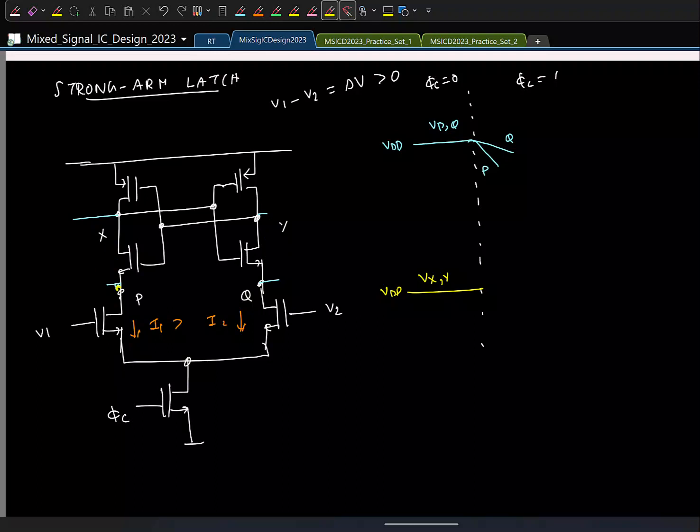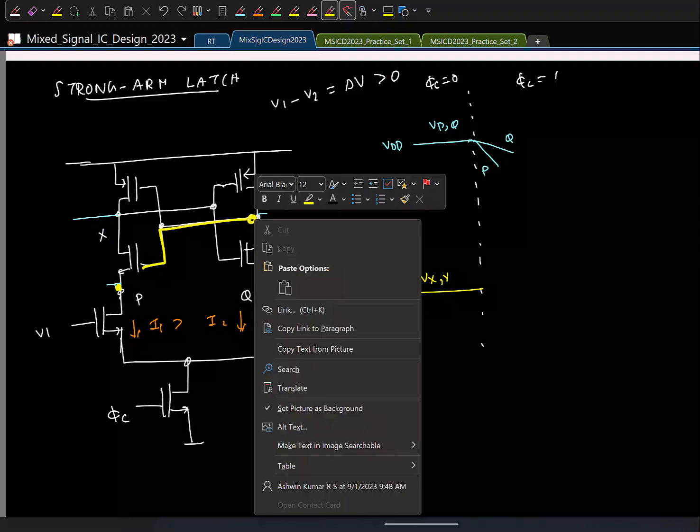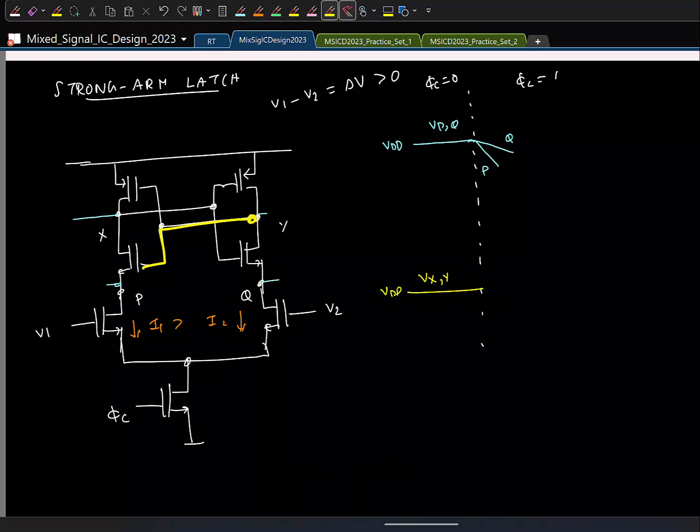Why is it on? This source is starting at VDD. No, this is also at VDD. So initially, the NMOS transistors will be off. So no current is drawn out of these nodes, right? So what can you say about X and Y? They will be at VDD.